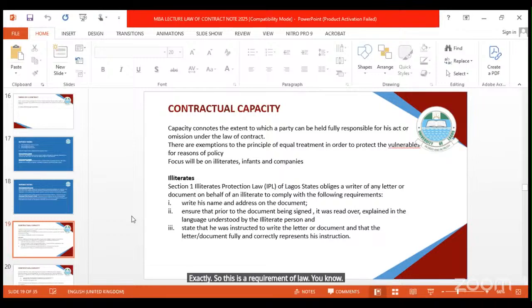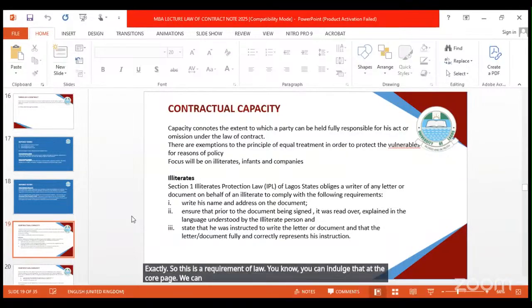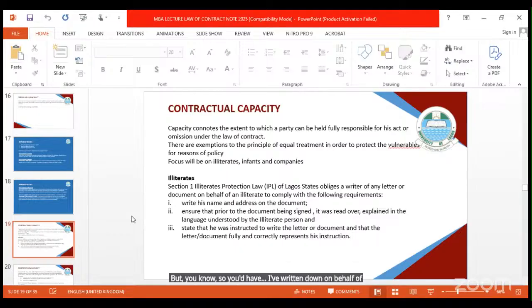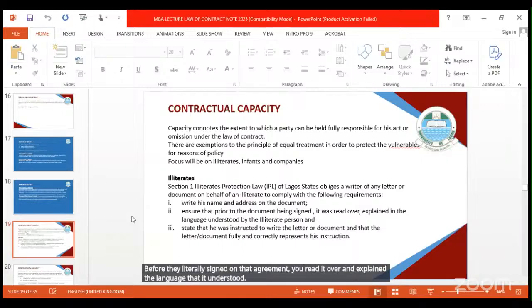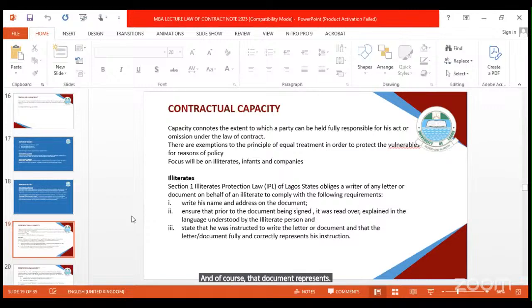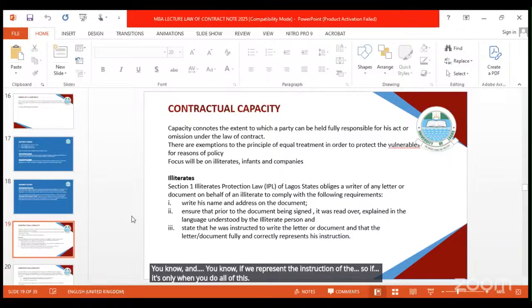You can endorse that at the cover page, or we can prepare a separate page and attach it to the agreement. But if you have written on behalf of the illiterate, you must put your name and address. If they want to verify or call you for interrogation, they can call you and ask you. You must also clearly write that before the illiterate signed that agreement, you read it over and explained it in the language that the illiterate understood. And of course, that the document represents what the illiterate instructed you to write. It is only when you do all of this that the document is binding on the illiterate.